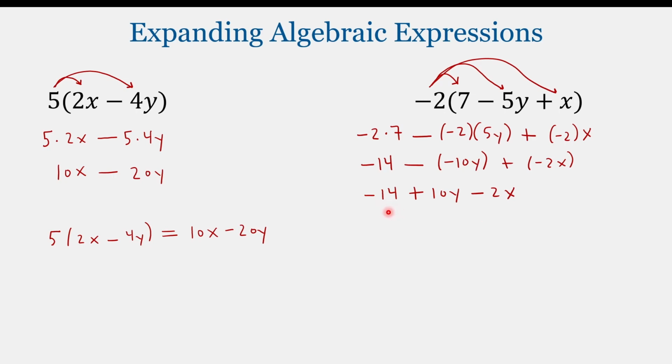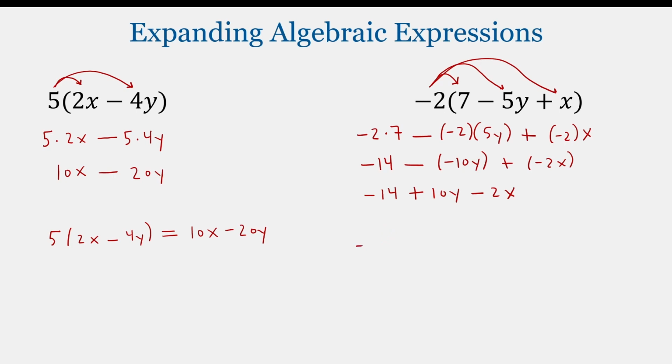And once again, we created equivalent expressions. So negative 2 times the quantity 7 minus 5y plus x is the same thing as negative 14 plus 10y minus 2x. Now in all these cases, I keep the subtraction in, and I just carry the subtraction sign down. But you can also convert subtraction to addition.